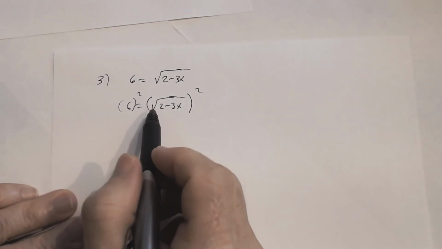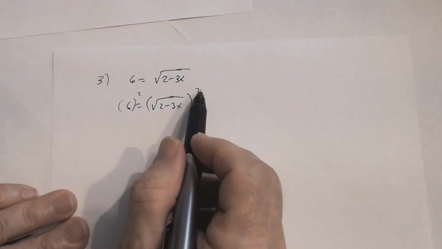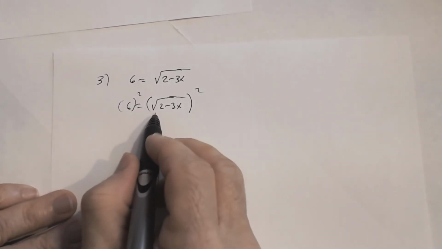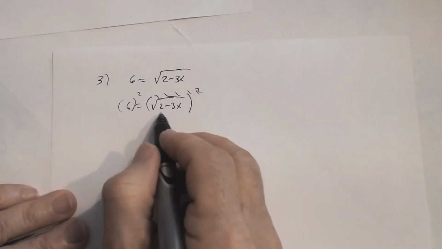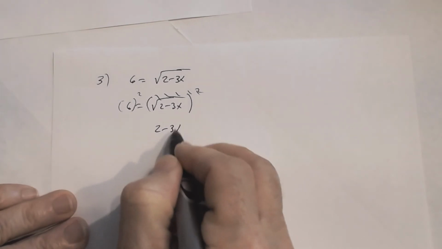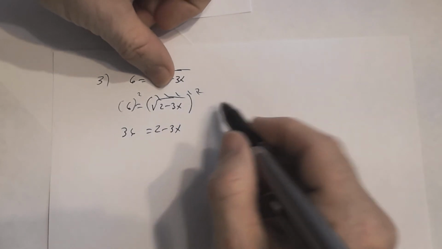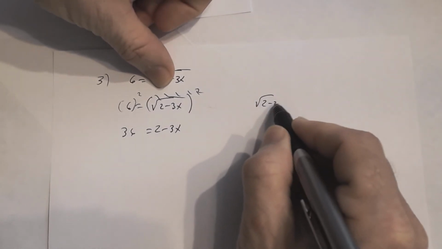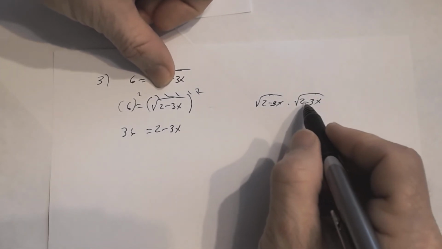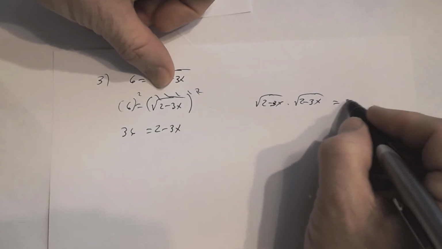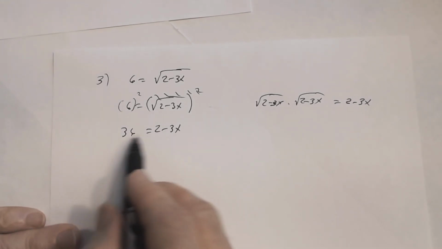And then remember though, if this was a cube root, whatever your index is, if the index is a 3 or a 4 or 5, that's what you would raise it to. So these undo each other. The square root and the square are inverse operations. So I get 2 minus 3x equal to 6 squared, which is 36. Now again, make sure you understand what I had before. I had the square root of 2 minus 3x times the square root of 2 minus 3x. So I'm multiplying two square roots. The radicands are the same, so it's just the radicand, 2 minus 3x. And that's what you see here. Notice this is linear.